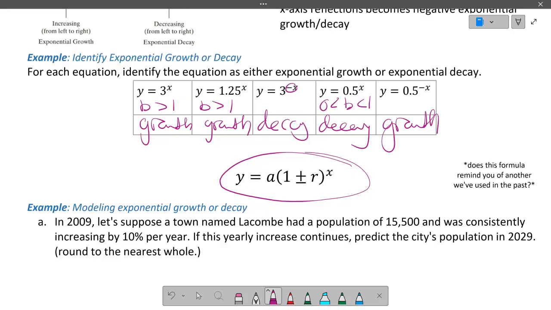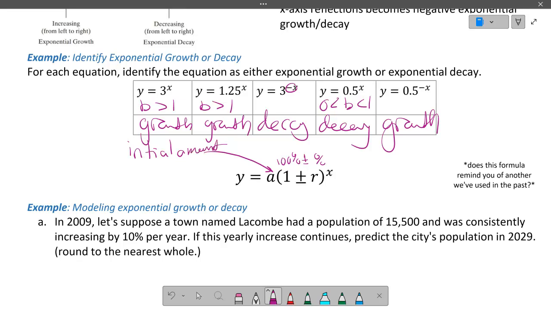So we start at 1, which is 100%, and then we are adding a percentage to increase it or subtracting a percentage to decrease it, to get a decay. So we're starting with 100%, and then we are adding or subtracting other percents to get the growth or the decay. Now, this a value represents our initial amount. How much are we starting with of the thing?